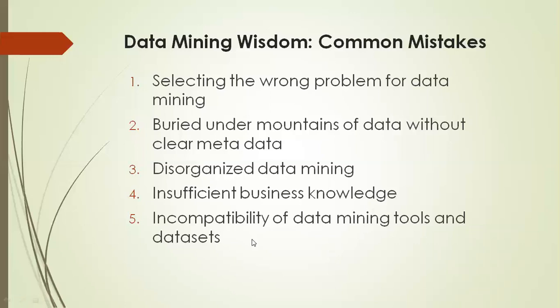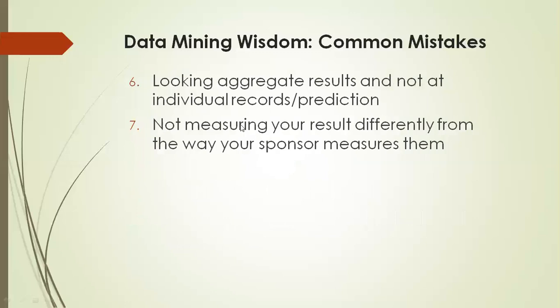The next common mistake is looking at aggregate results and not at individual records or predictions. Okay, how are you going to get the aggregate result? Based on the individual records only, isn't it? So instead of only looking at the aggregate result, you can also focus on the individual records, because these individual records and predictions lead to the aggregate result, isn't it?